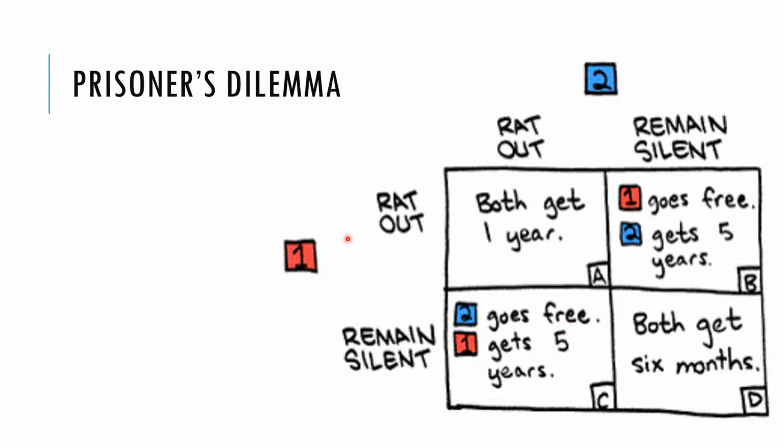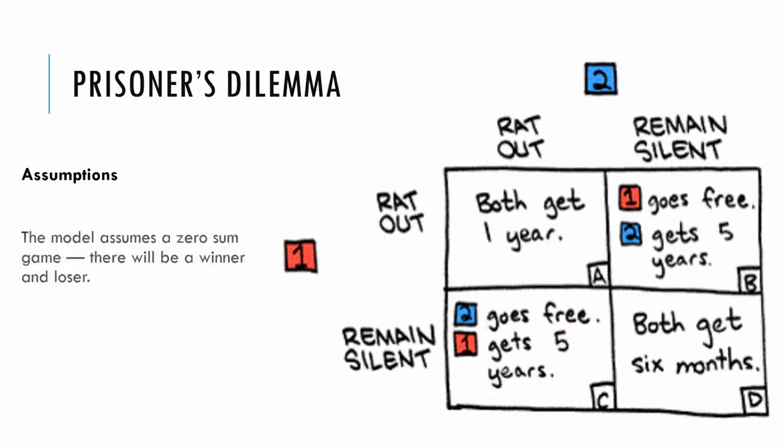Let's look at the final option here. You rat out your friend. You say it was your friend, but they also say it was you. Well, you both look guilty now, and so you're both going to go to prison for 1 year. This one down here is if they blame you and you stay silent.